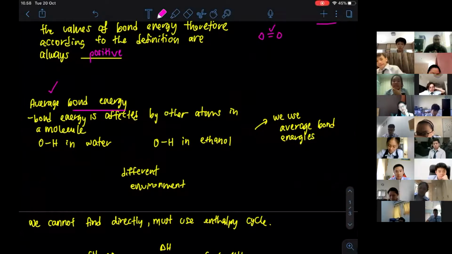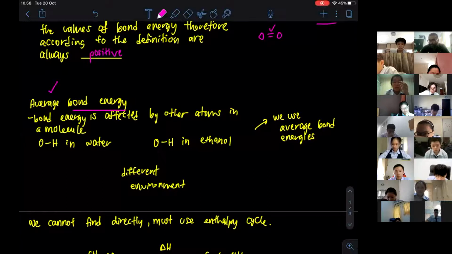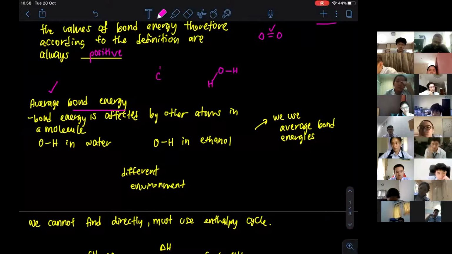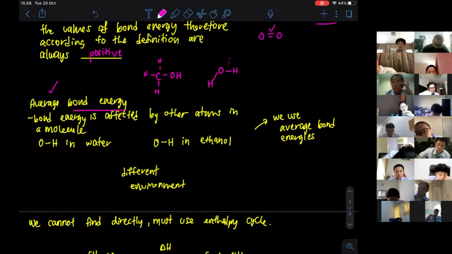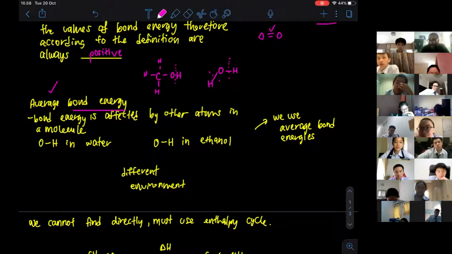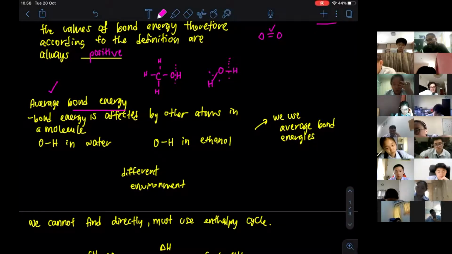Since we have learned about bond energy, let's look at what average bond energy is. Now, the bond energy is affected by other atoms in the molecule. Please remember this. When we say the bond energy between O and H, this OH can be in water, or it can be in CH3OH. If I want to break the bond between O and H, I will still be using the same value, but in reality, you shouldn't, because the bond energy is affected by other atoms in the molecule.